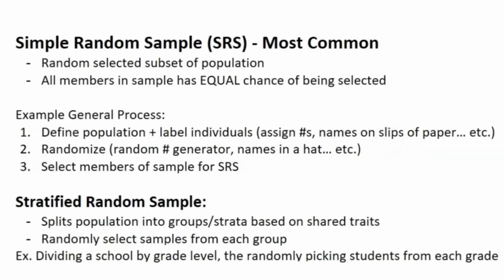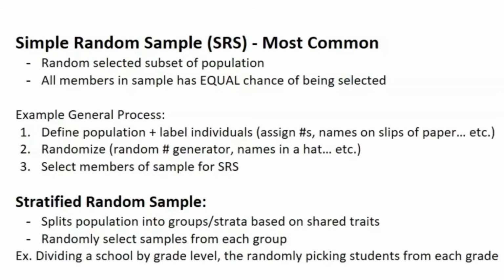The next sampling process we're going to talk about is stratified random sample, where you're going to split the population into groups or strata based on shared traits, okay? These are basically homogeneous groups. You have groups where they share a certain trait. So let's say I had PrepWorks subscribers, okay? I split you guys into PrepWorks subscribers and PrepWorks not subscribers, okay?